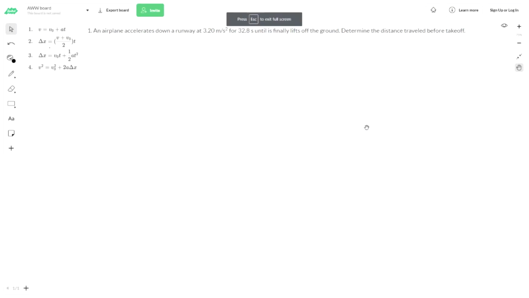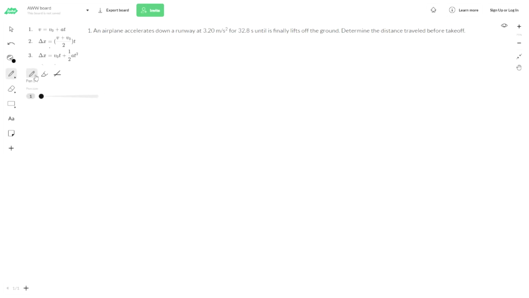Hello guys, so today I'm going to teach you how to do some basic constant acceleration problems using these kinematic equations that we have here on the side. Alright, so we have this first problem. An airplane accelerates down a runway at 3.20 meters per second squared for 32.8 seconds until it finally lifts off the ground. Determine the distance traveled before takeoff.